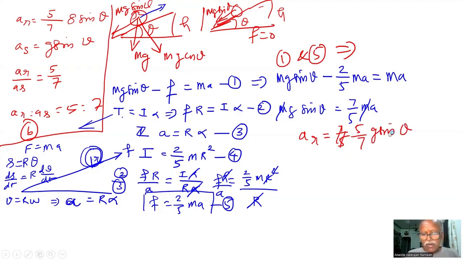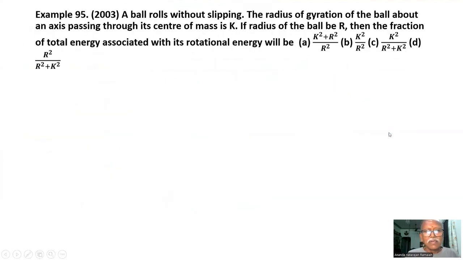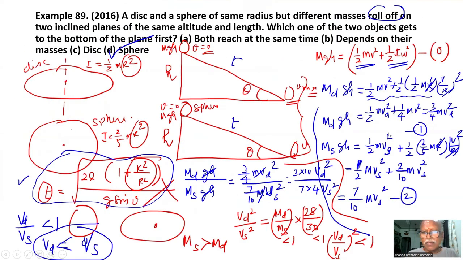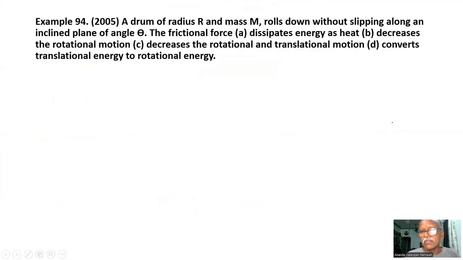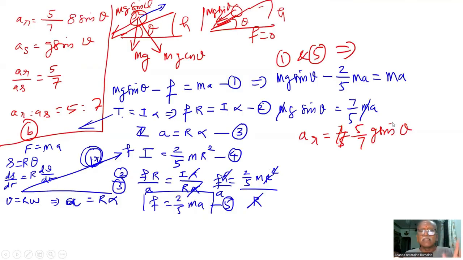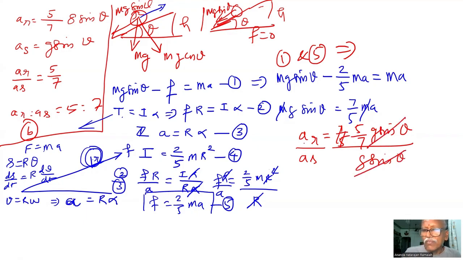This is what we got in the sum directly by substituting the formula: A R equals 5 by 7 g sin theta. So this way also we can find, but these explanations will be useful for some sums. That's why I'm doing all these things. So A R equals 5 by 7 g sin theta, and A S we already got as g sin theta. G sin theta gets cancelled. Therefore, A R by A S equals 5 by 7, or 5:7.